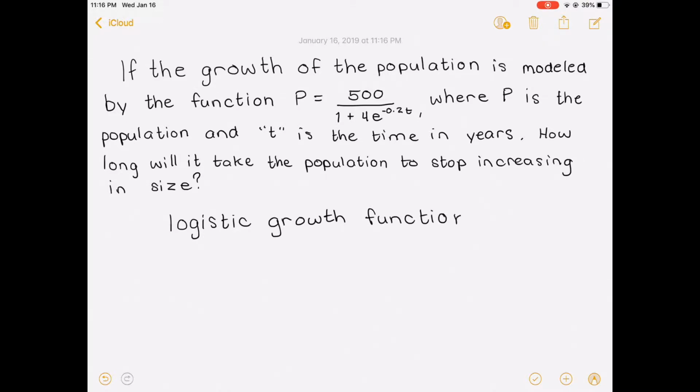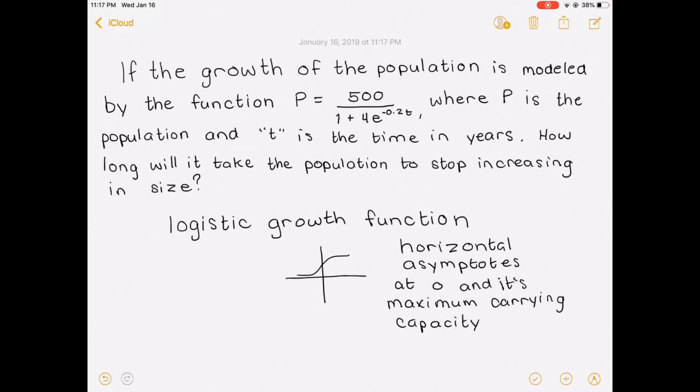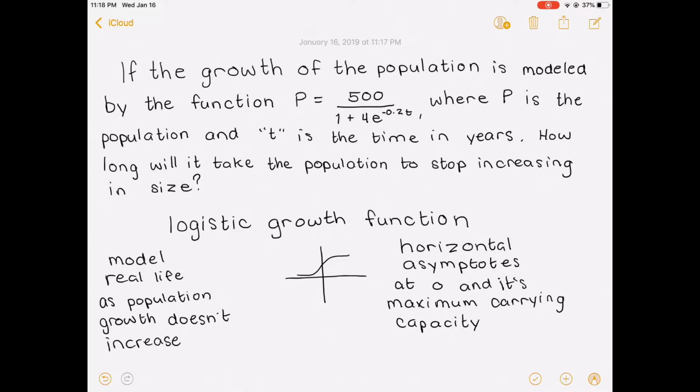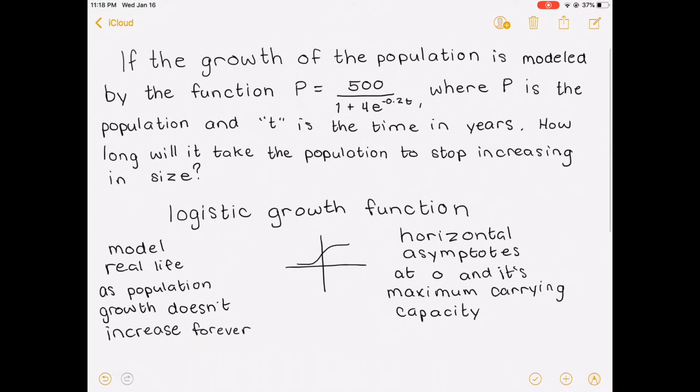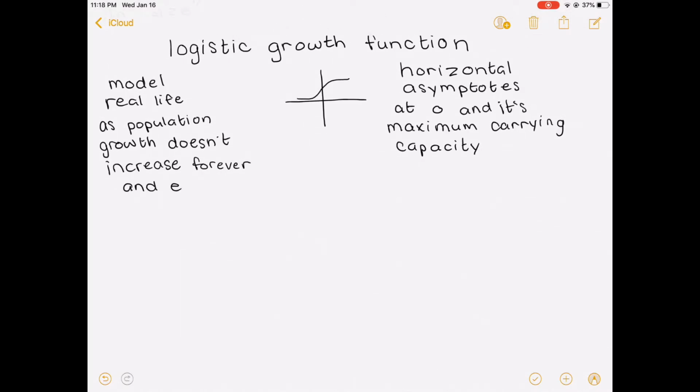So, something to know about logistic growth, why don't we learn more about it? A logistic growth function has this S-shaped curve. Logistic growth functions have horizontal asymptotes at 0 and its maximum carrying capacity. We use logistic growth functions to model real-life situations where the population increases and then steadily stops. As you know, population doesn't keep increasing forever and ever. Where in real life do you see that? There is a limit to how much a population can grow. So that's where logistic growth functions come into play.